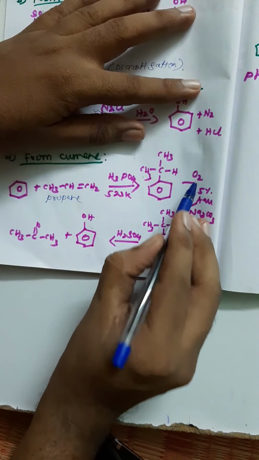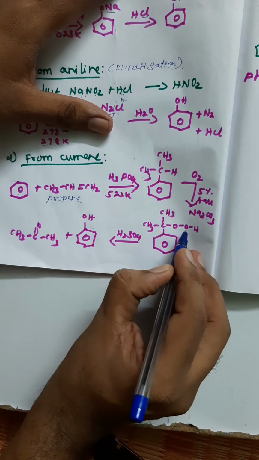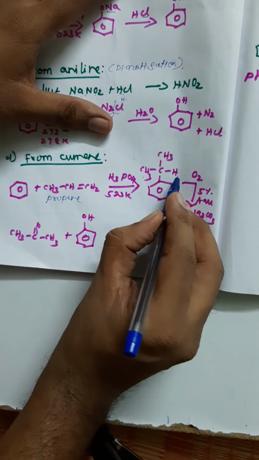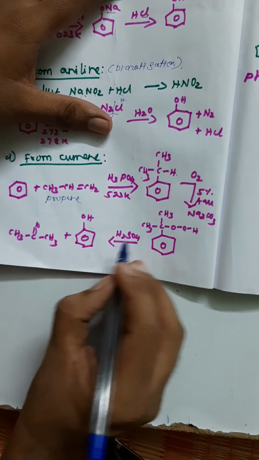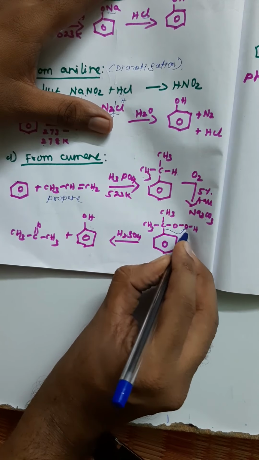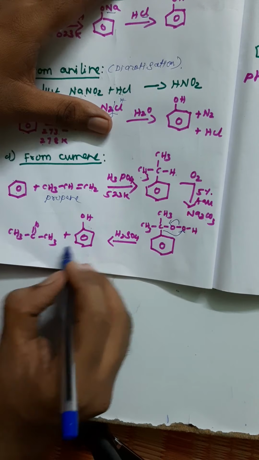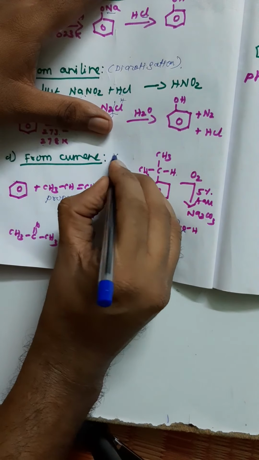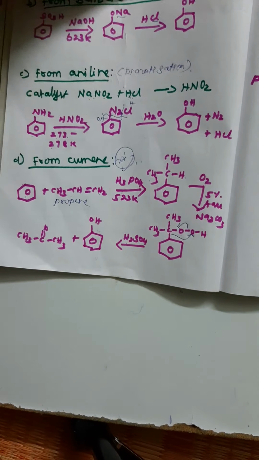When it reacts with O2, with 5% aqueous solution of sodium carbonate, between this carbon and this hydrogen, 2 oxygen will come. Cumene hydroperoxide is formed. When it reacts with sulfuric acid, this bond will attach here and this bond shifts over here. So we are getting phenol and ketone. This is a very important question: prepare phenol from cumene.